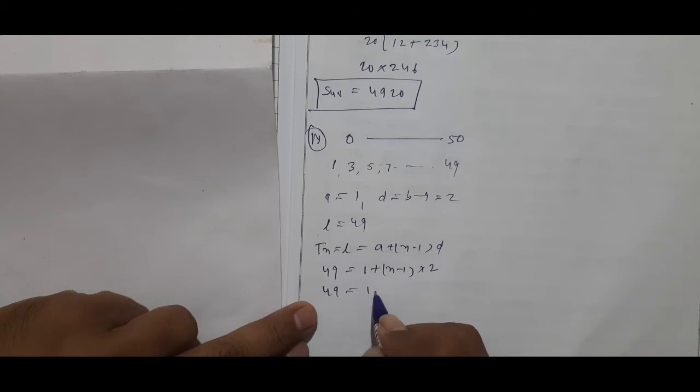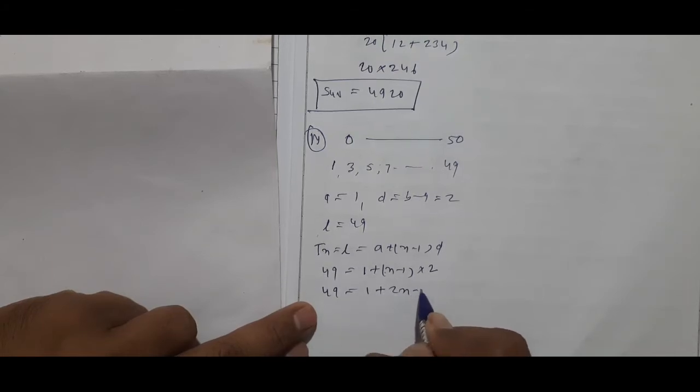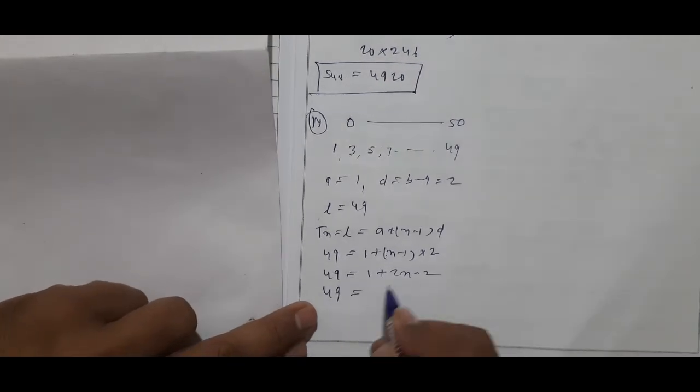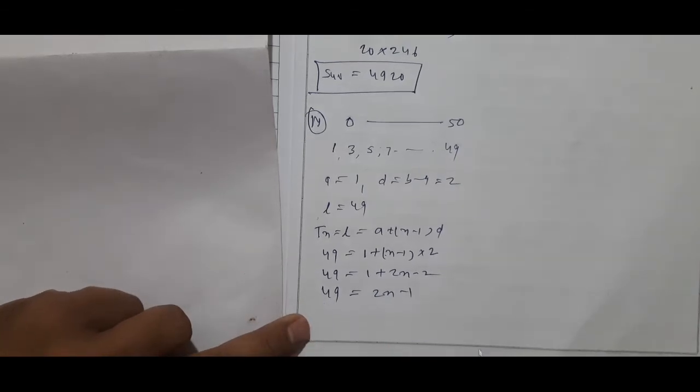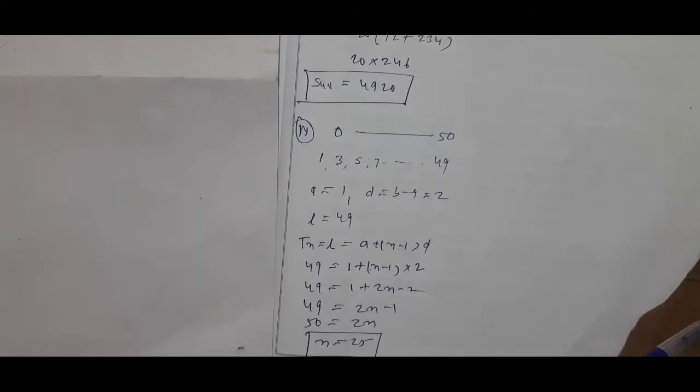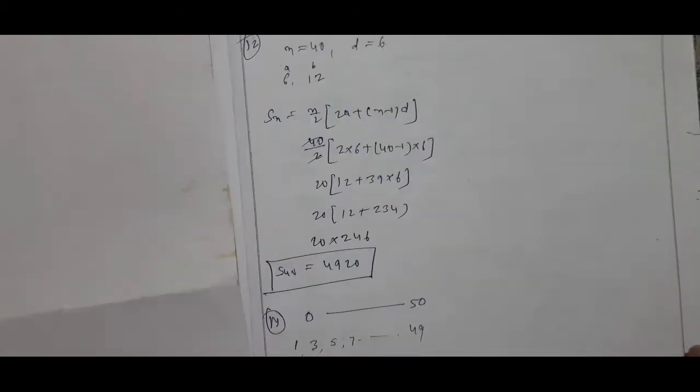49 equals 1 plus 2 into n, that is 2n, minus 2. Okay, 49 equals 2n minus 1, the 1 changes sides. So 50 equals 2n, so n equals 25. So the number of terms is 25. Now we have to find the sum of 25 odd numbers.